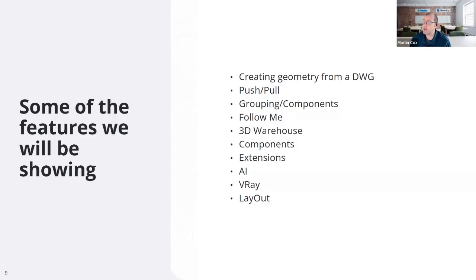And the tools and some of the features that we're going to be looking at: we're going to have a DWG file, looking at how we can take that DWG file and create geometry in SketchUp using push-pull, understanding grouping and components, and some of those techniques, the Follow Me tool, 3D Warehouse, components, extensions, AI, V-Ray, Layout. We're going to cover a lot in this webinar, so really make sure we have an understanding of some of these different techniques.